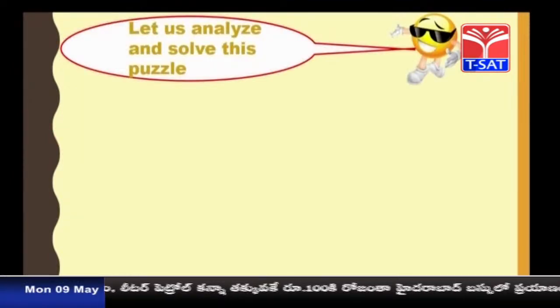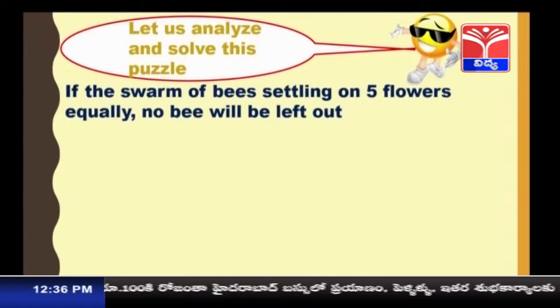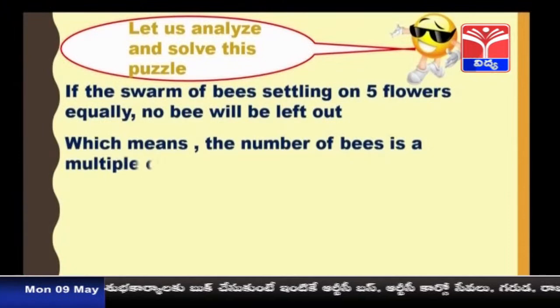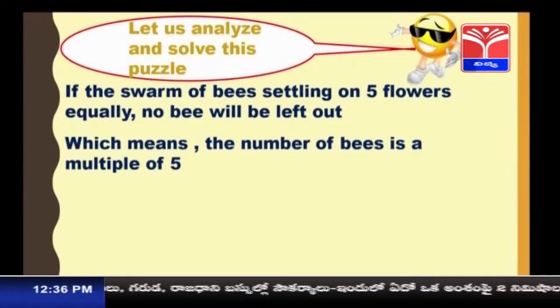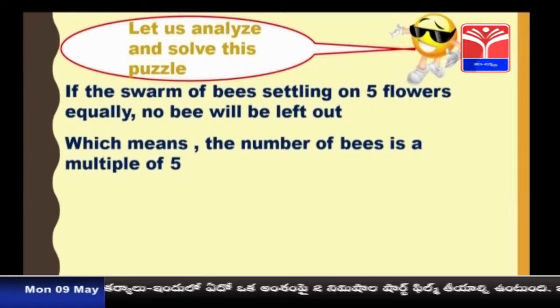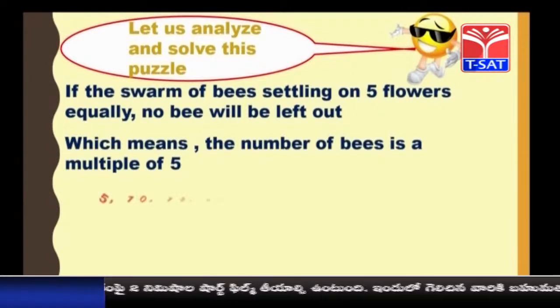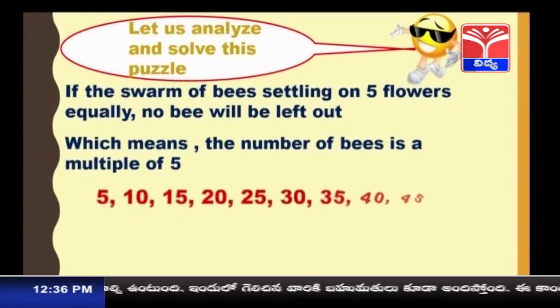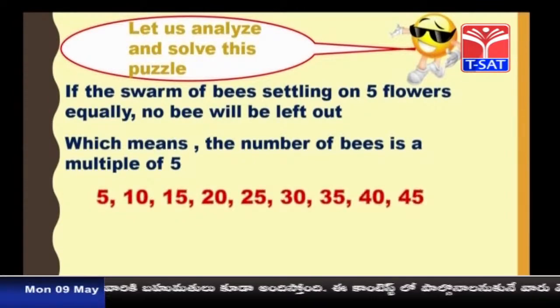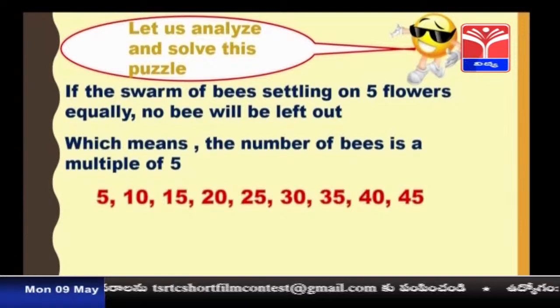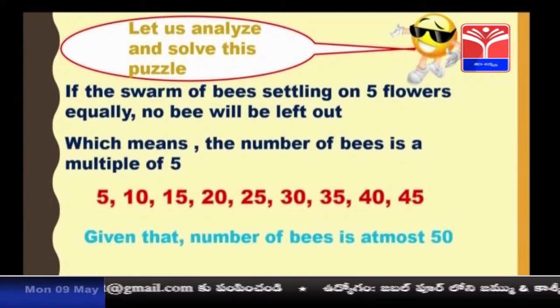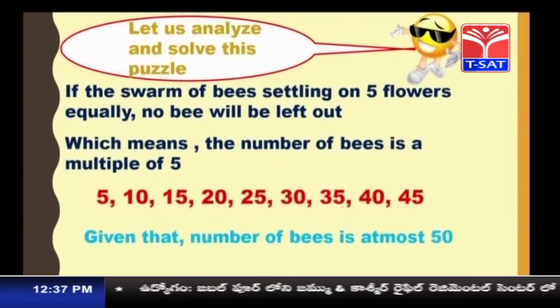First let us analyze and solve this puzzle. If the swarm of bees settles on five flowers equally, no bee will be left out, which means the number of bees is a multiple of 5. So if the number of bees is a multiple of 5, what are the possible numbers? The possible numbers are 5, 10, 15, 20, 25, 30, 35, 40 and 45. Why have we taken only till 45? Because the number of bees given is at most 50. That is why we have taken till 45 only.